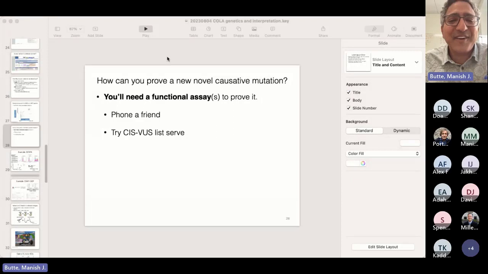So this is an example of a validation assay done by Andy Snow on a patient that we found who had a severe lymphoproliferative phenotype and lots of autoimmunity, a little child, and turned out to have a mutation in the CARD11 gene.